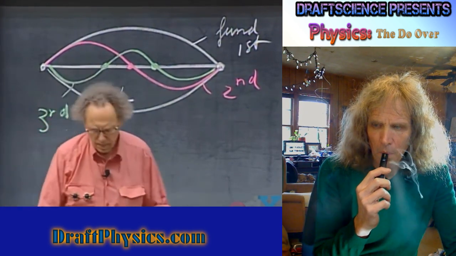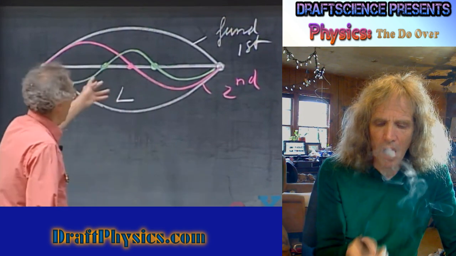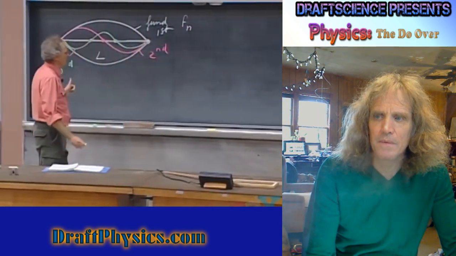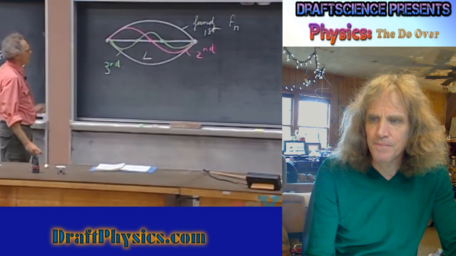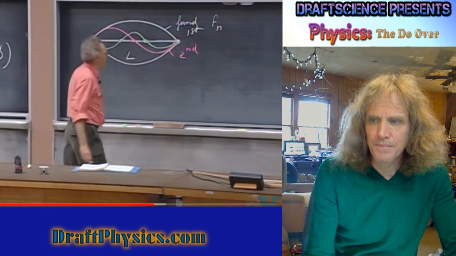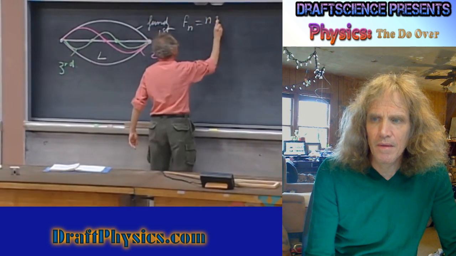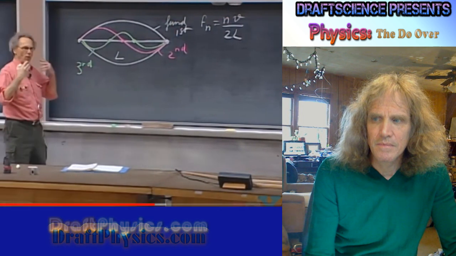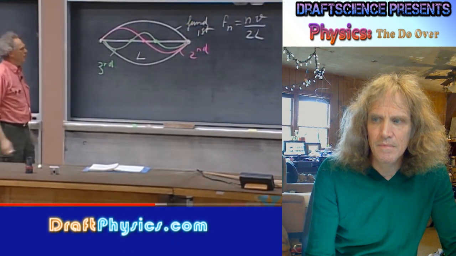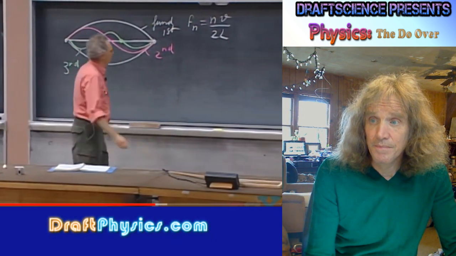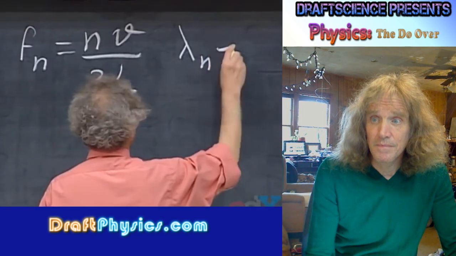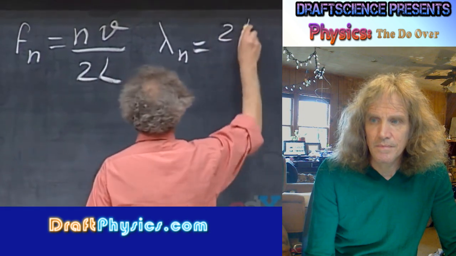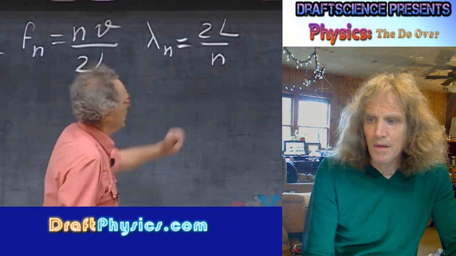And the resonant frequencies are given by f_n, n being 1 or 2 or 3 or 4, 1 being the fundamental, 2 being the second harmonic. This frequency is given by n times v divided by 2L, whereby v is the speed of propagation of a disturbance along the direction of the string, and L, in this case, is the length. And the associated wavelengths, lambda, for that particular harmonic is 2L divided by n.